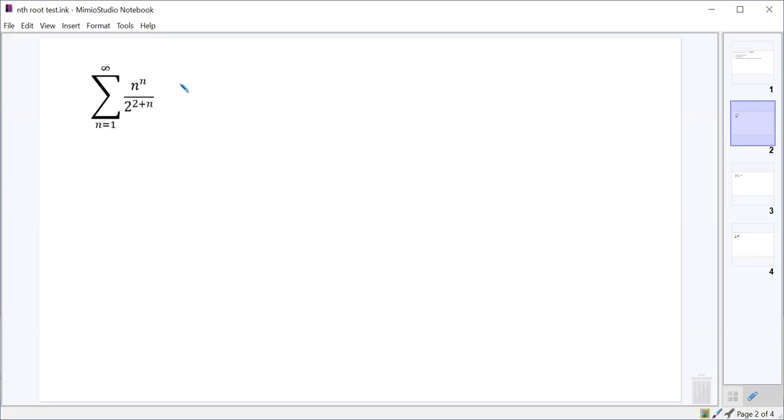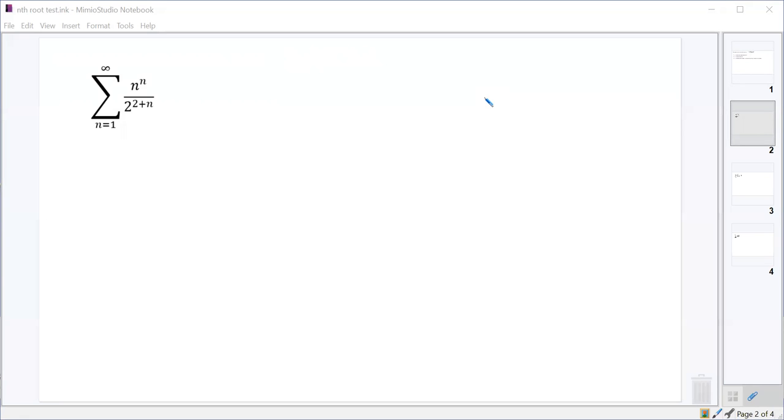So here we're looking at the sum from n equals 1 to infinity of n to the n over 2 to the 2 plus n. And first off, for all values of n, 1 or greater, is this series positive? Yes, wonderful. So we don't need to take the absolute value of this. If we wanted to, we could, but we don't need to.